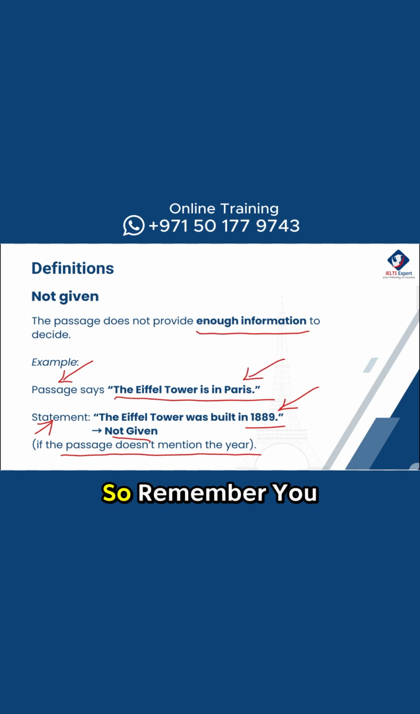So remember, you can't use your own outside knowledge. You can't use any knowledge to decide whether the statements are true or false or not given, right? So you need to depend only on the passage, right? So that's important, right?